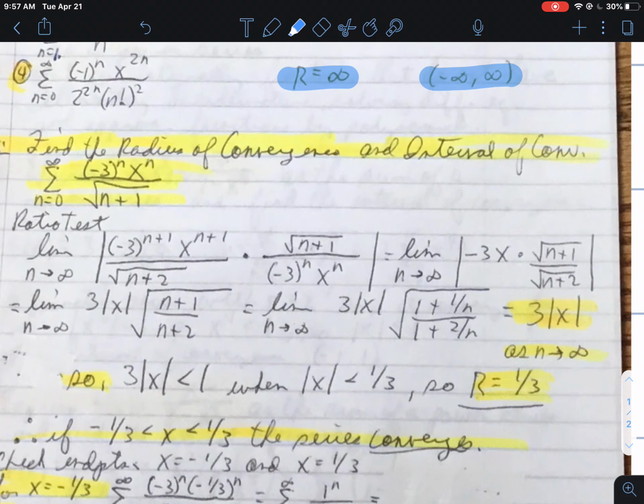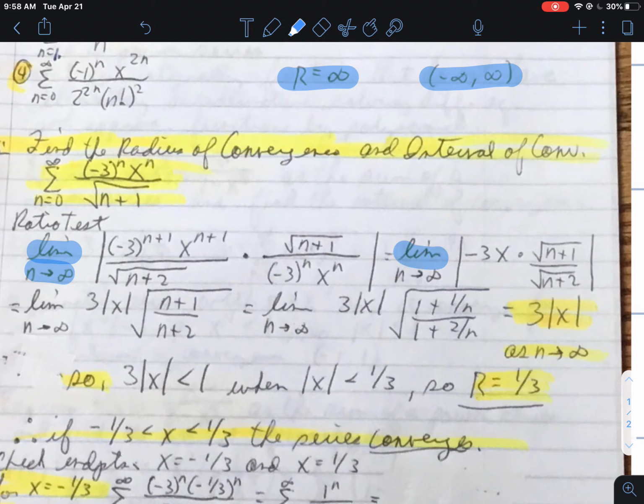So we'll take our limit as n approaches infinity of a sub n plus 1 over a sub n, or in this case, times again the reciprocal. So a sub n plus 1 is -3 to the n plus 1 times x to the n plus 1 over the square root of n plus 1, which gives us the n plus 2. Divided by a sub n, or times its reciprocal, which would be the square root of n plus 1 over -3 to the n times x to the n.